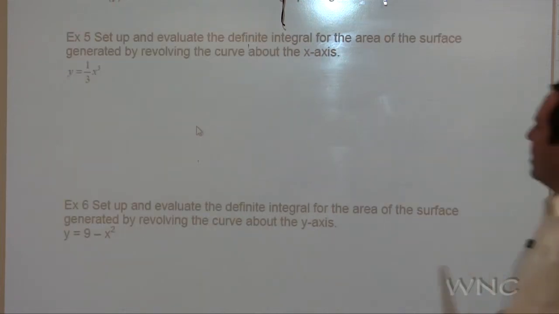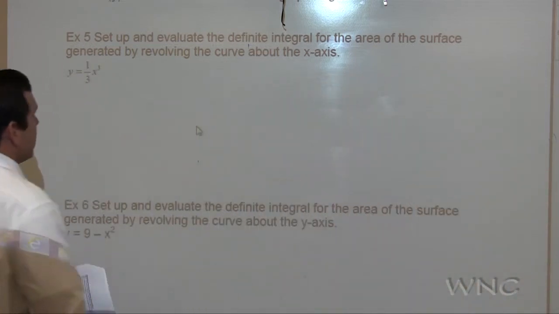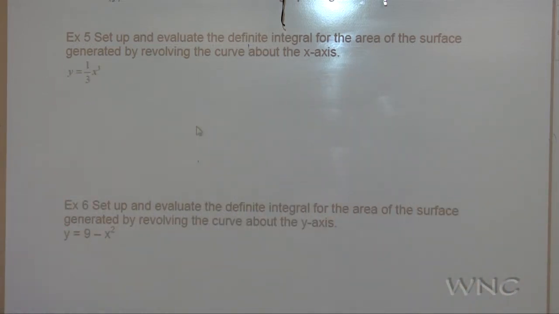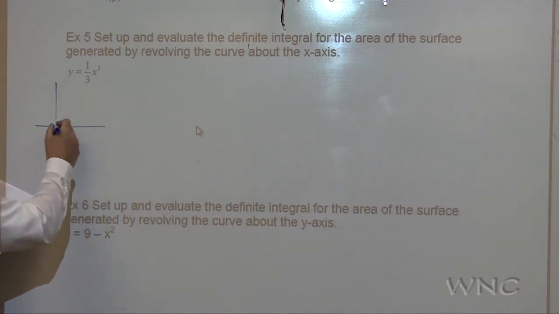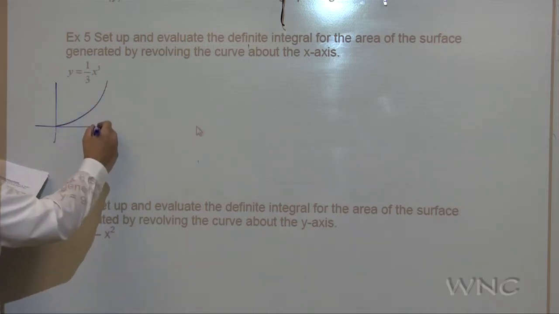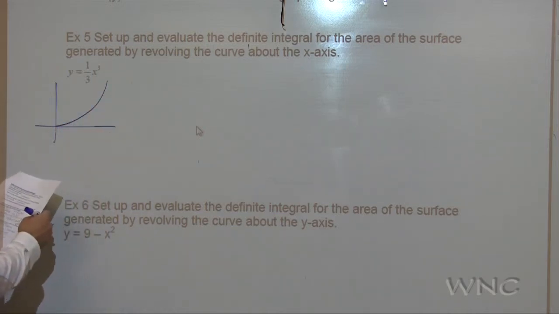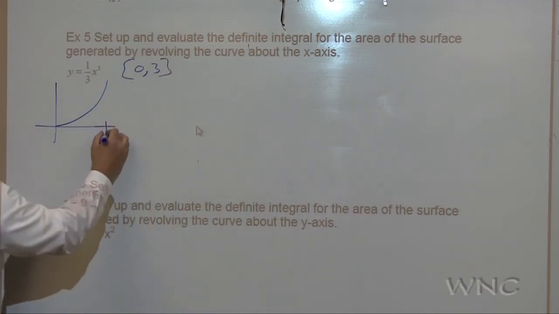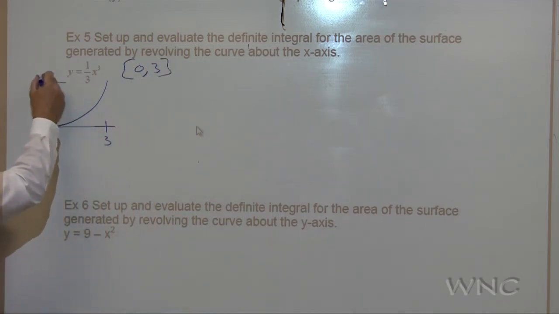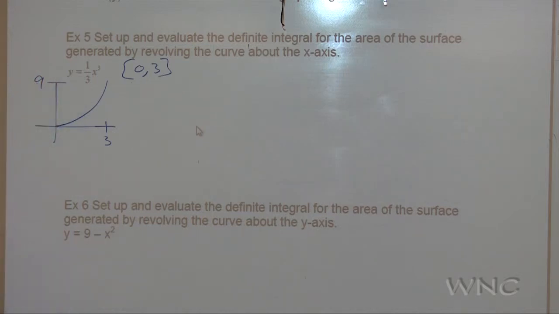Set up and evaluate the definite integral for the area of the surface generated by revolving the curve about the x-axis. So this looks something like the following. And it doesn't say it's supposed to be from 0 to 3. I forgot to type that in here. So it's going up to 9. It's going about the x-axis.